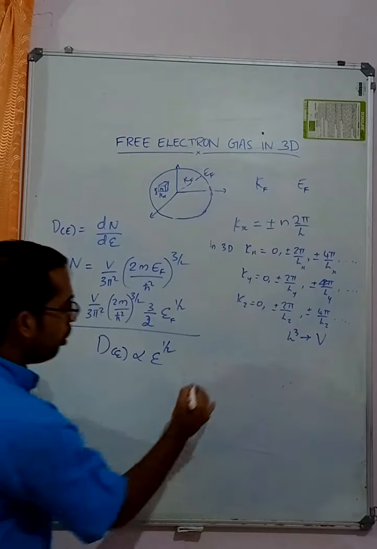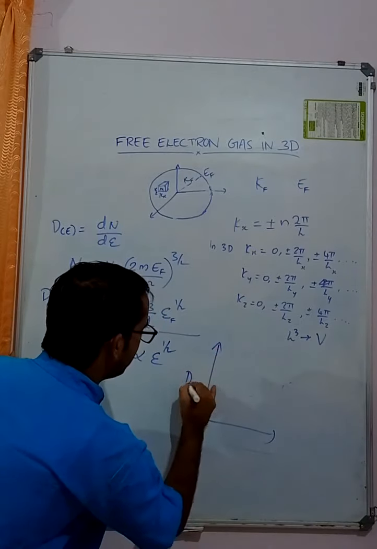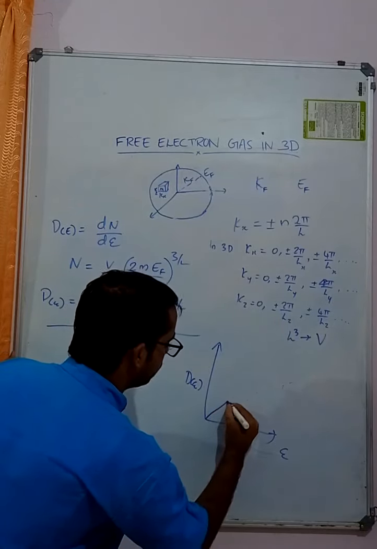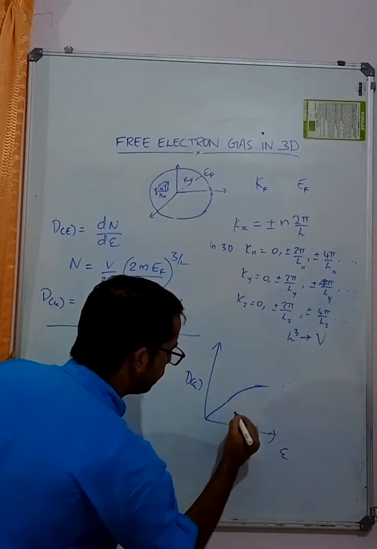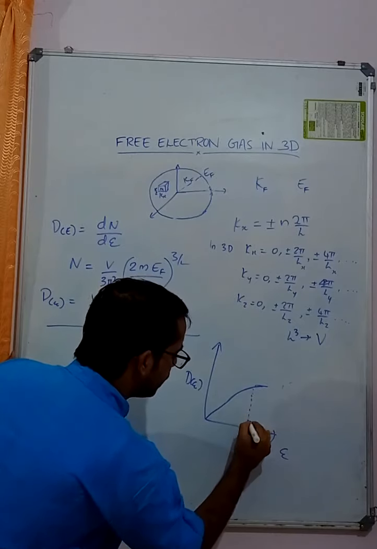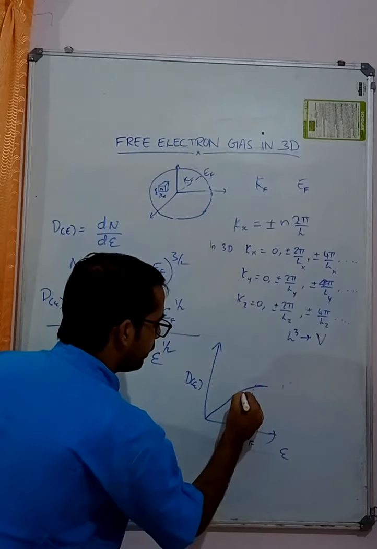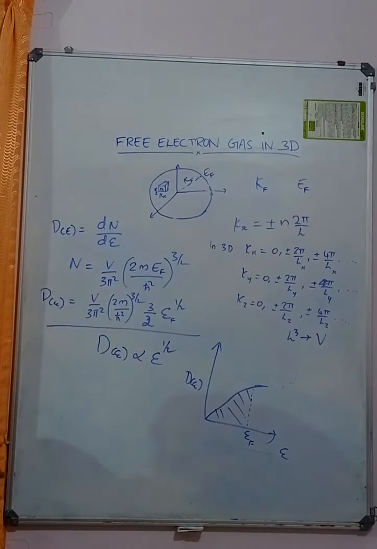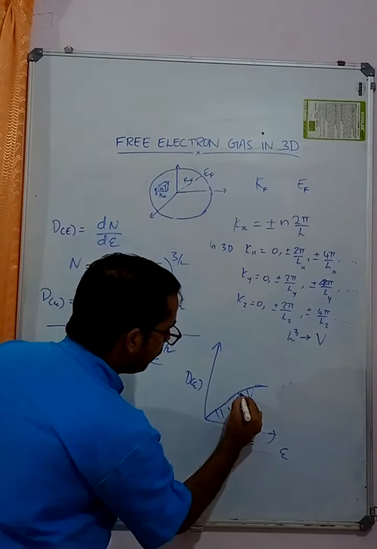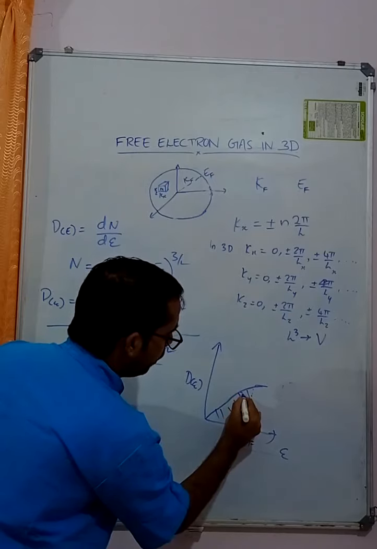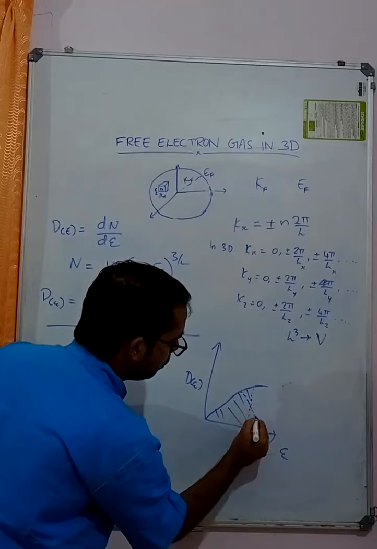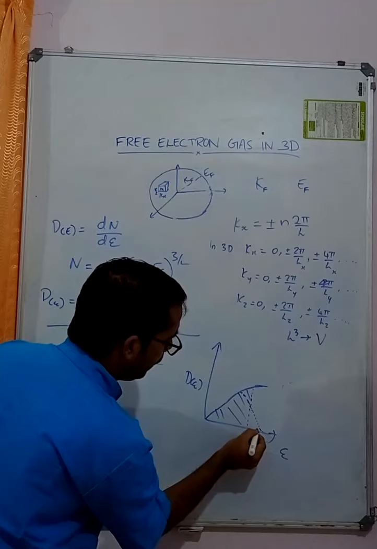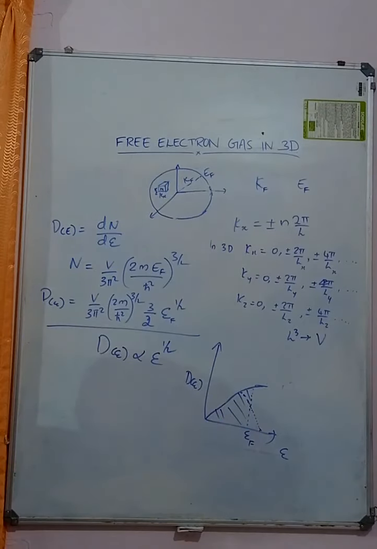If you plot the density of states along the y direction versus energy along the x direction, the curve will be something like this. And at the Fermi energy, it will be here, where the band is completely filled. This corresponds to when the temperature is 0 Kelvin. When the temperature increases, more electrons, the carriers, can shift to the higher levels of energy, so the curve will be like this. Some of the electrons will be moving to the higher levels. So this is how density of states is related to energy.